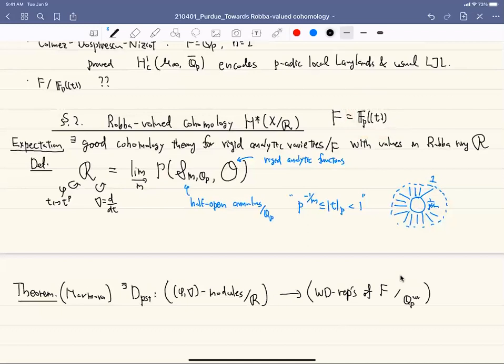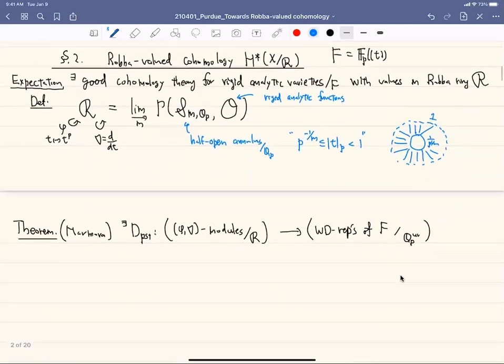So I'm not explaining how you construct this kind of functor, but the key point here is if you can produce phi-nabla modules over the Robba ring, then this functor automatically gives you Galois representations, which should be one of the key players in the local Langlands correspondence.